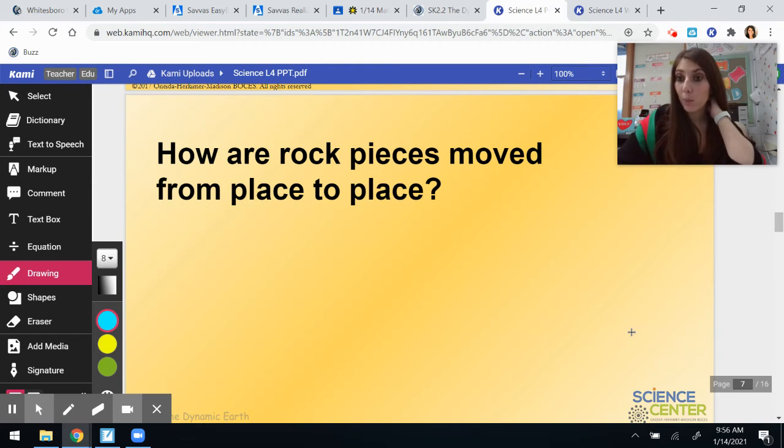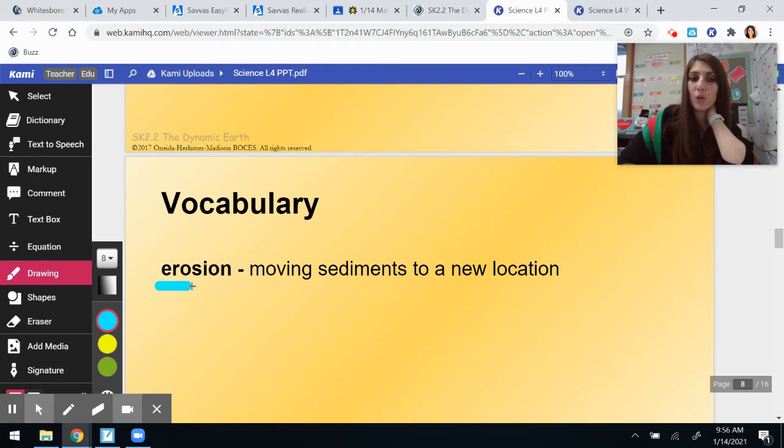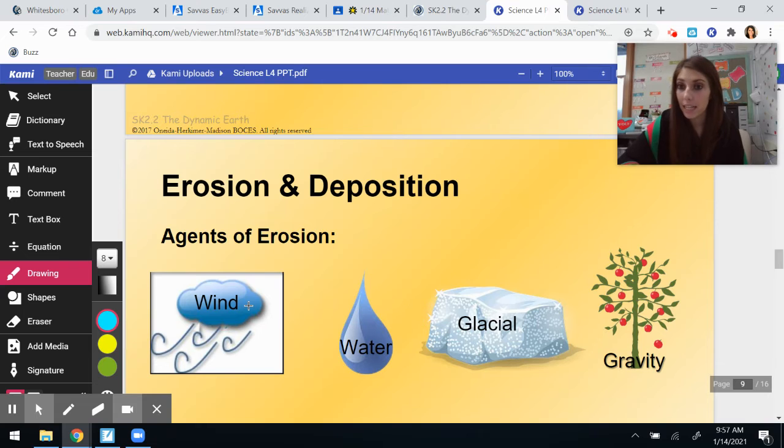Well, there is a word for this process, and this word is erosion. I want you to say it with me, erosion. Erosion means sediment moves. Remember, sediment can be a boulder, a rock, sand, pebbles. So it moves sediment from one place to another. Erosion moves sediment to a new place or a new location. And there's a couple different ways that this can happen. We will get into that right now.